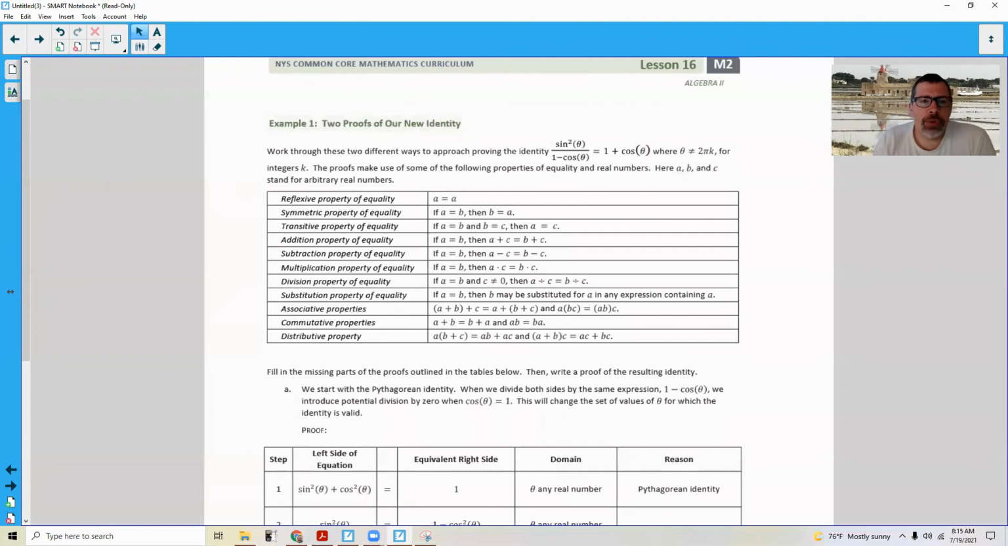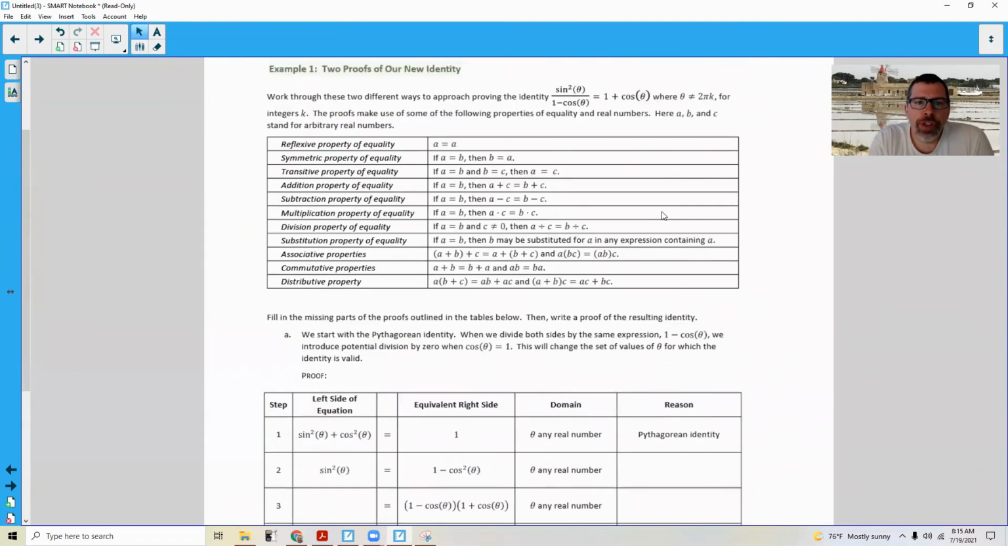Okay, page 3 brings us to example 1, 2 proofs of our new identity. Work through these two different ways to approach proving the identity sine squared theta divided by 1 minus cosine theta equals 1 plus cosine theta, which we did on page 1, where theta does not equal multiples of 2k pi for integers k. The proofs make use of some of the following properties of equality and real numbers. Here, A, B, and C stand for arbitrary real numbers.